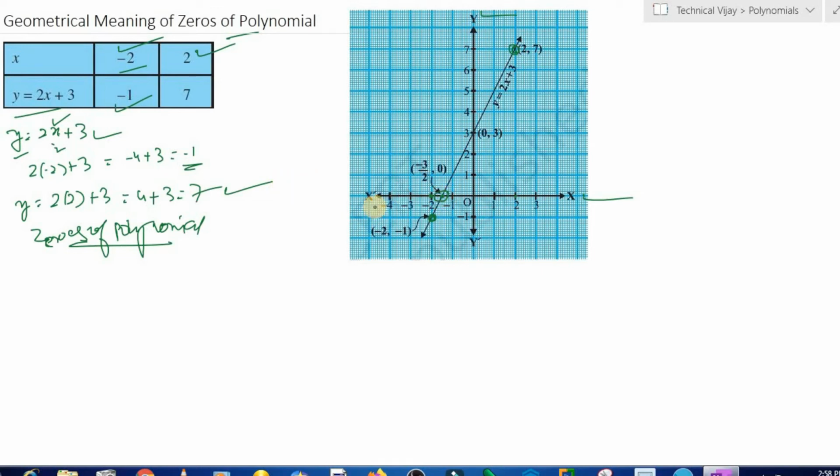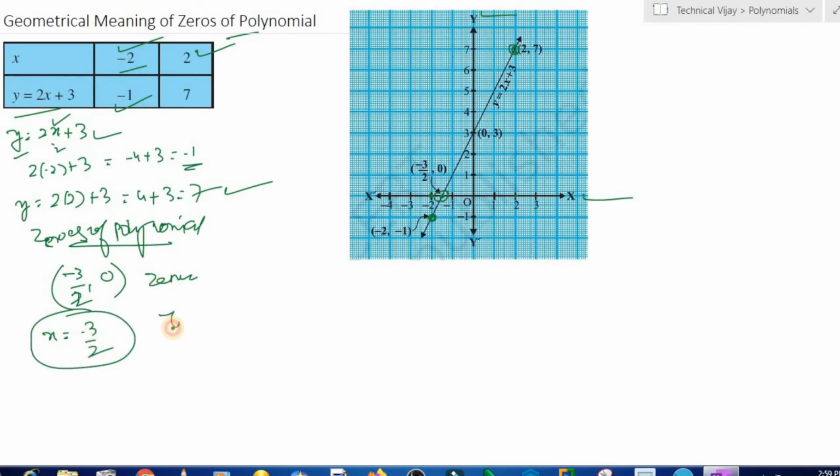Okay. Now how to find out that one? Here this equation must be equal to 0. The y value will always be 0, because when it cuts the x-axis, the value of y will always be equal to 0. So at the coordinate minus 3 by 2 and 0, the curve cuts, and this is the zero of the polynomial. So at x is equal to minus 3 by 2, the value will be 0.